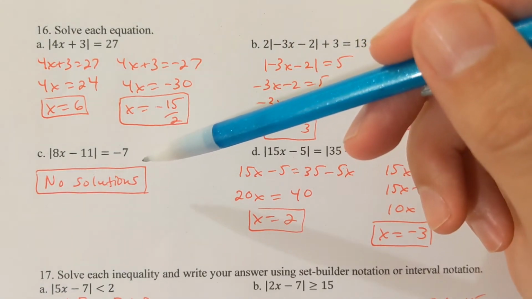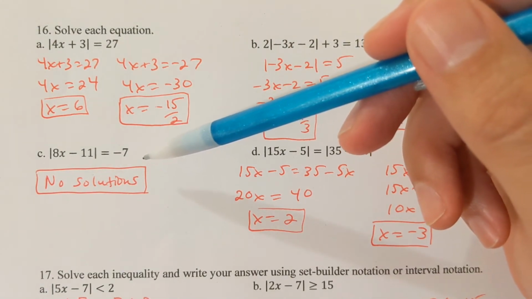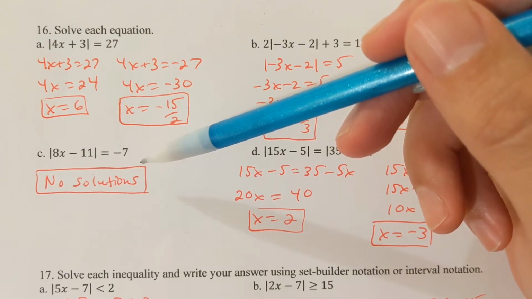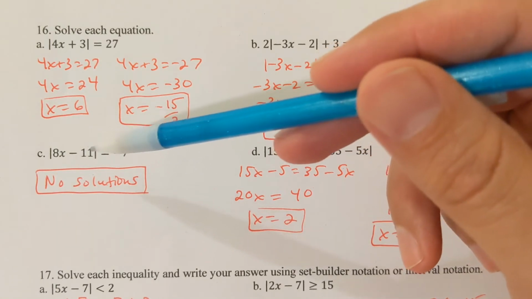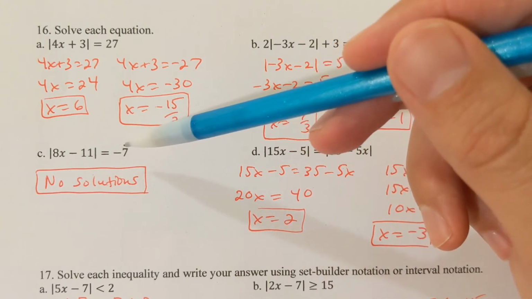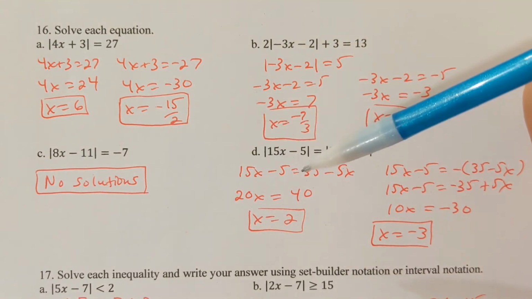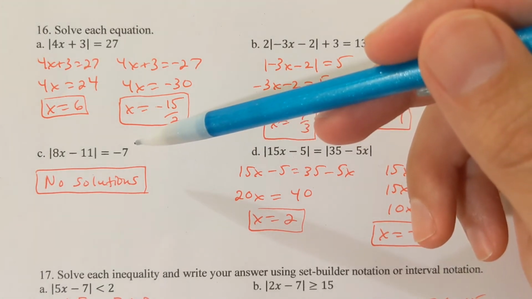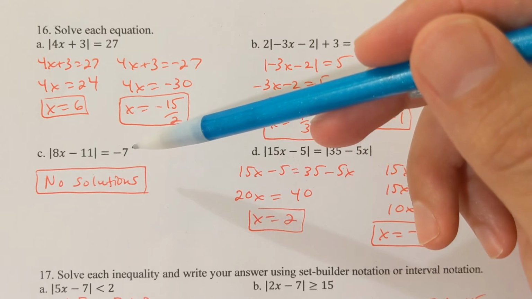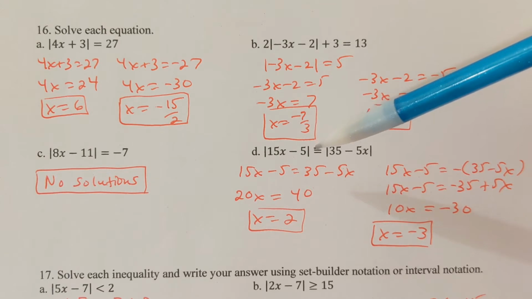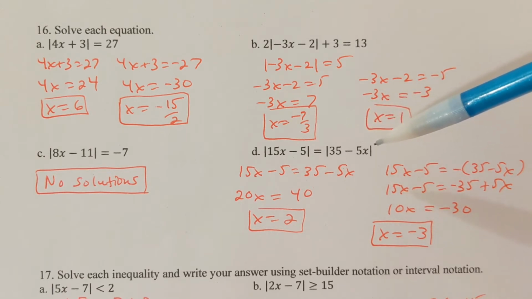Part C, the absolute value of 8x minus 11 equals negative 7. No solutions to this one. I don't even have to check if I don't want, because the absolute value of a number is never going to be a negative. Okay, so how many positives are equal to negative 7? None of them. None of them are equal to negative 7. So at no point will we ever have a true statement with x. No solutions.